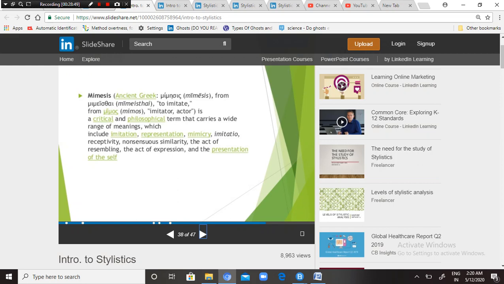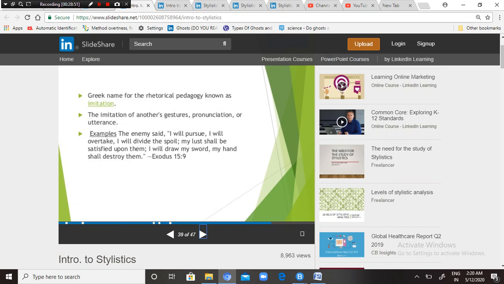So here are the three examples of Greek mimesis. Greek name of rhetorical pedagogic noun as imitation, the imitation of any other gesture, pronunciation, or utterance. Example: the enemy said, "I will pursue, I will overtake, I will divide the spoil, my lust shall be satisfied upon them, I will draw my sword, my hand shall destroy them."